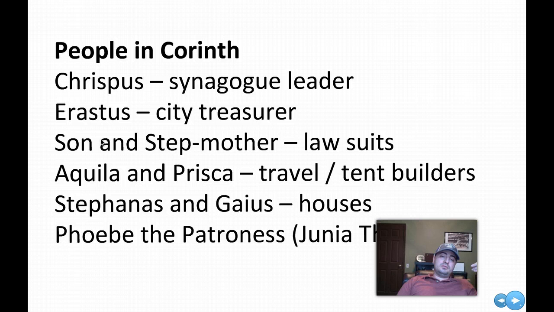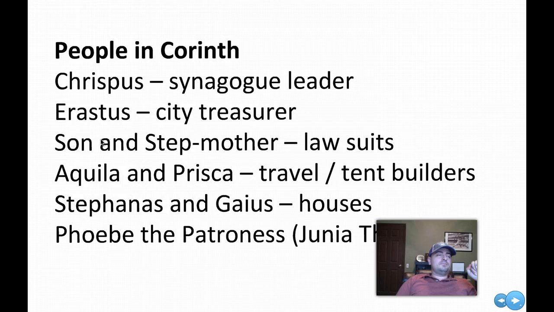And then there's Stephanus and Gaius. Now these guys were wealthy because the churches met in their households. To be a homeowner in the ancient world, you had to have some access to money because houses aren't cheap, and usually your family's been living there for many, many years, and they are stable enough to support the house and keep everything going.